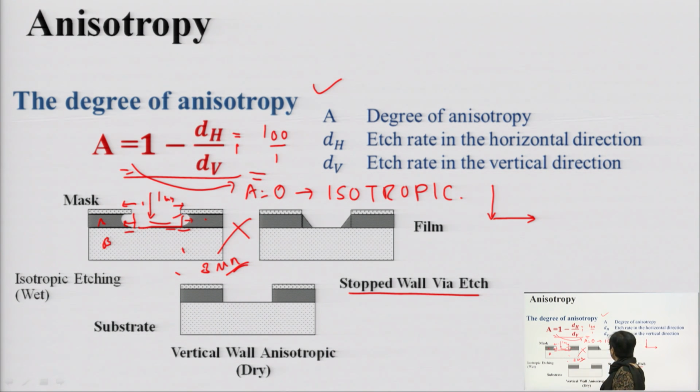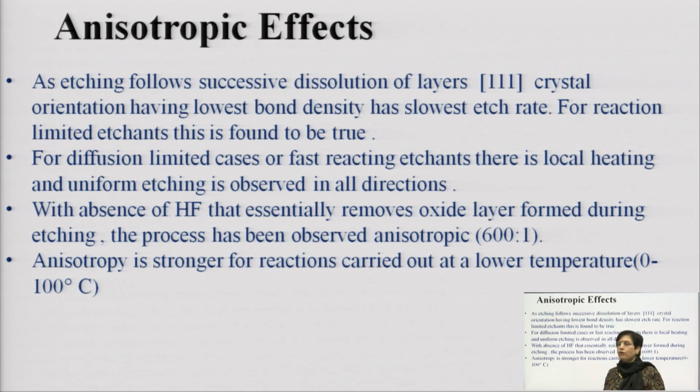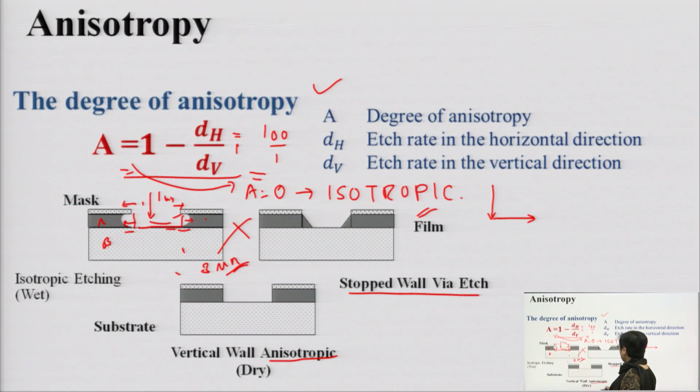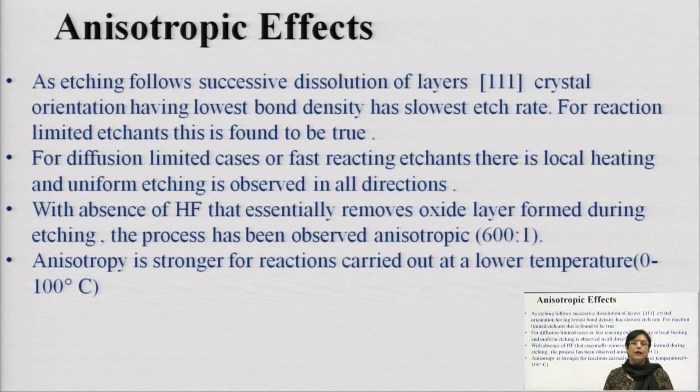This is basically a technique through which we can manipulate how to get the best results out of etching. Another is anisotropic, non-uniform etching, where vertical and horizontal are not properly aligned. Etching follows successive dissolution of layers, and naturally the crystal orientation has a greater role to play, because the lowest bond density will have the slowest etch rate. For reaction limited etchant it is found to be very, very true.